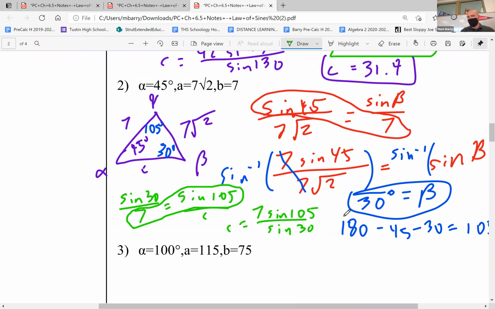All right. So we got 7 sine 105 divided by sine 30. I actually know that sine 30 is 1/2 because of the unit circle, right? Okay, so we get side C is 13.5. Put that there.